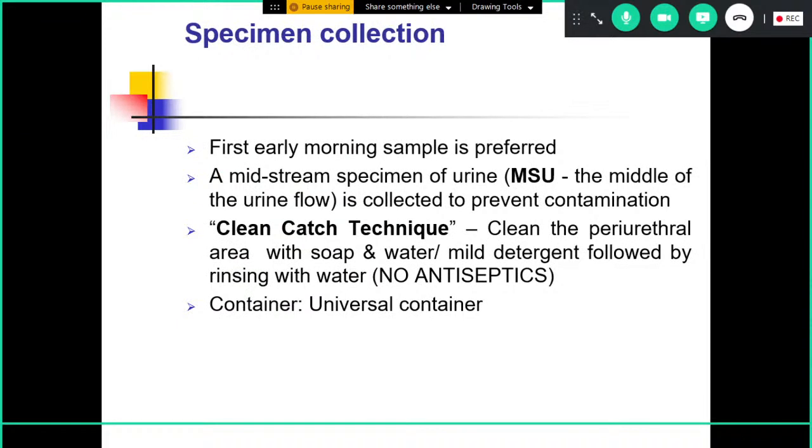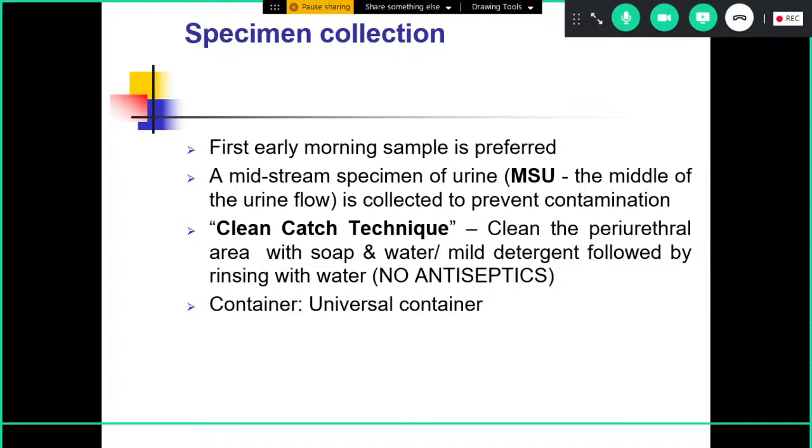Specimen collection is very important. What you do is collect an early morning sample. Why do we prefer an early morning sample? Because the person would not have voided for 4 to 6 hours at least. So you get a sample and the bacteria from there. Another important aspect to remember is that we collect the middle of the stream of urine, the so-called midstream specimen, the MSU specimen. Midstream specimen is collected because you let the initial part go, because there may be contaminants in the distal urethra, you let that flow and you collect the middle of the stream.